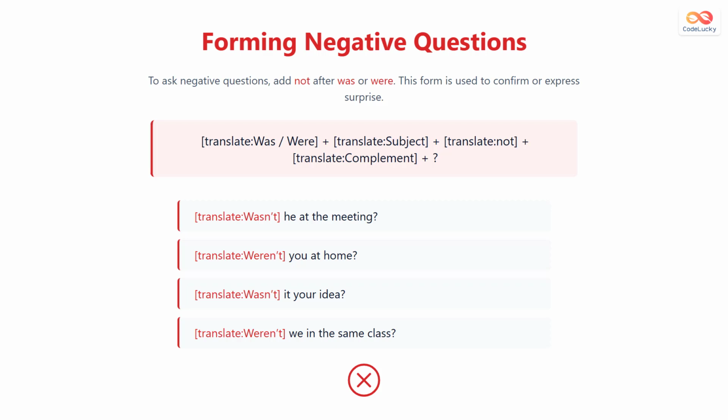Negative questions are used when we expect a yes answer or when we are surprised. To form one, add not after was or were. For example, was he not at the meeting or were you not at home? In short form, we can say wasn't he at the meeting or weren't you at home? These sound more natural in everyday speech.